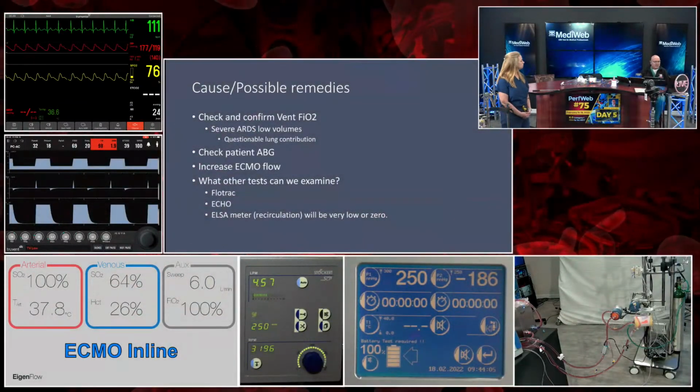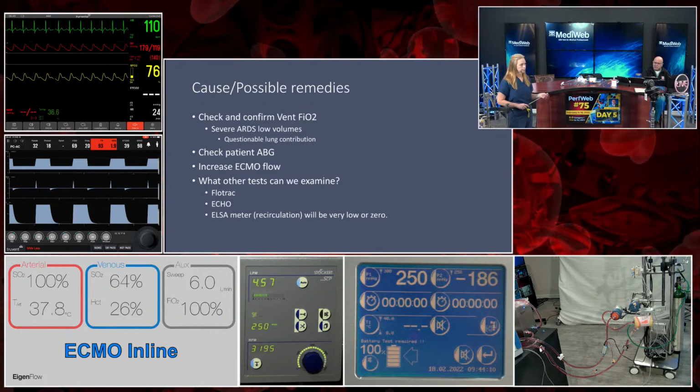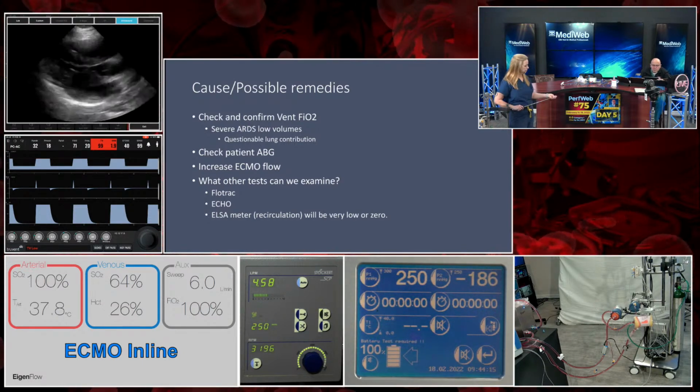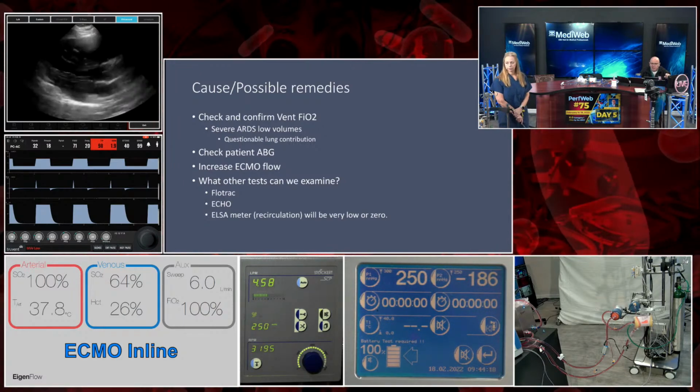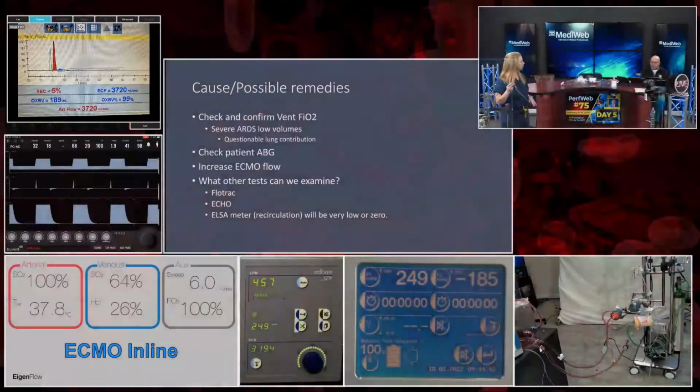And so what's another thing we can look at? We can measure a recirculation on the ELSA meter. So let's do that. Okay. And go ahead to full screen, and the recirculation is showing less than 5%. And what does that mean? Now, again, I can't run an actual ELSA meter, but it's less than 5%. In other words, there is no recirculation. So recirculation isn't your problem. So go ahead and take that back to the smaller view.